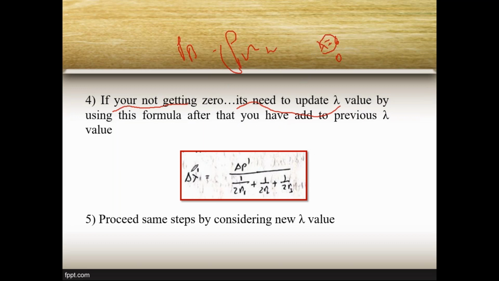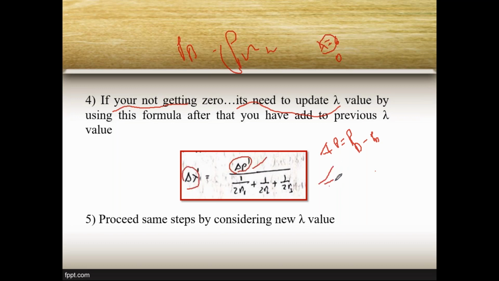See, after this, by using this formula, that is delta P1 divided by 1 by 2 gamma 1 plus 1 by 2 gamma 3. Here delta PA we already got in the last step. So delta P is equal to PD minus PG1 plus PG2. That value you have to add here, divided by 1 plus 1 by 2 gamma 1 plus 1 by. So this is the changing of the lambda value.